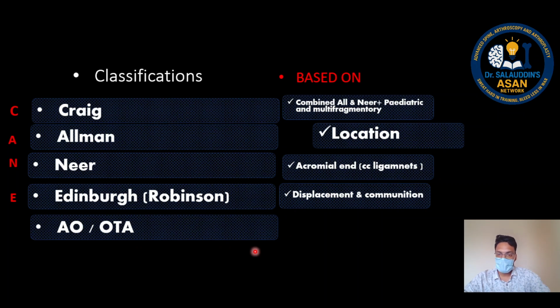Extra-articular undisplaced fracture, extra-articular displaced fracture. Intra-articular undisplaced fracture and intra-articular displaced fracture. This is the Edinburgh classification.